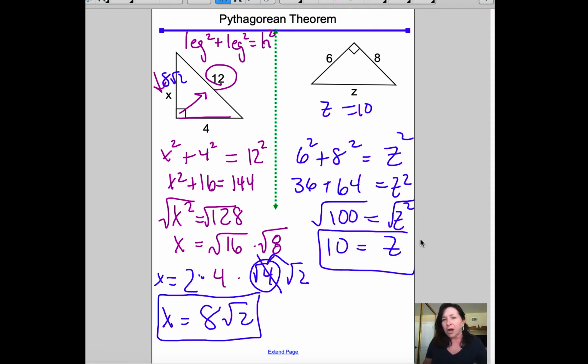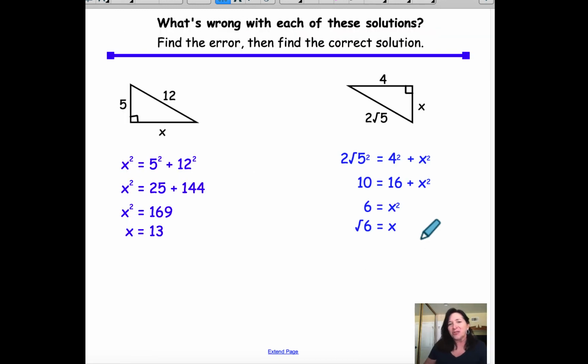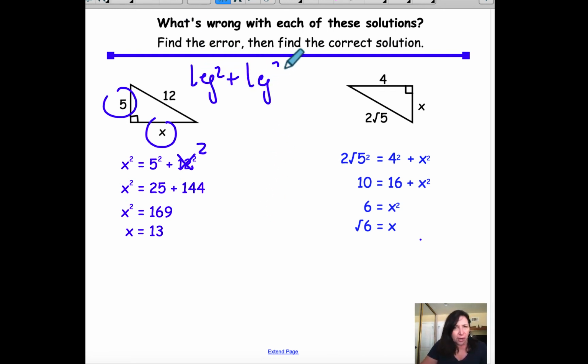Now, keep in mind, this is work shown. I do expect to see work shown if you are expecting to get credit, right? Okay, so we have a couple of, what's wrong with this? We know that leg squared plus leg squared. So it should be 5 squared plus x squared. Right off the bat, that's what's wrong. It's always leg squared plus leg squared, okay?